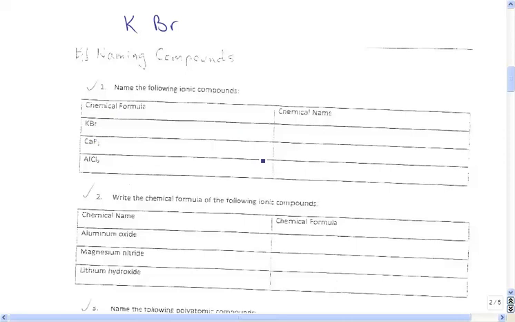I won't go back and forth too much because it'll waste too much time. So K is potassium. Potassium is the metal, on the left-hand side of the periodic table, and Br is bromine. Now the thing that you have to remember when we write these chemical names is that the first one is the metal, and we just write out the metal name. So potassium. And we take the non-metal bromine, and we change the ending to IDE, so it becomes bromide.